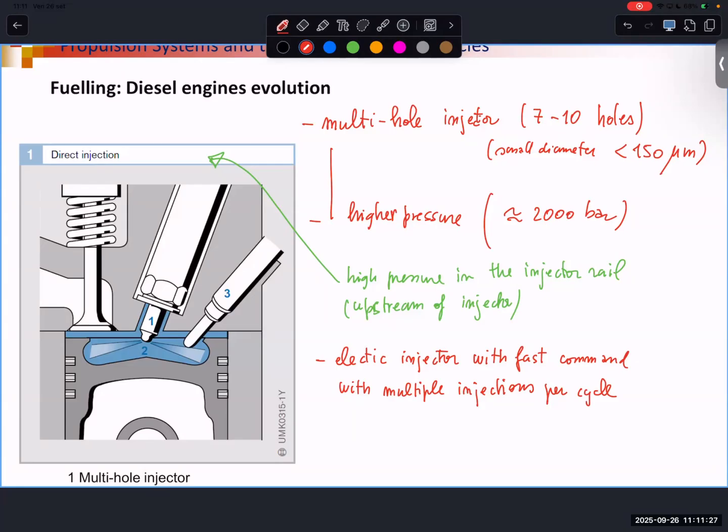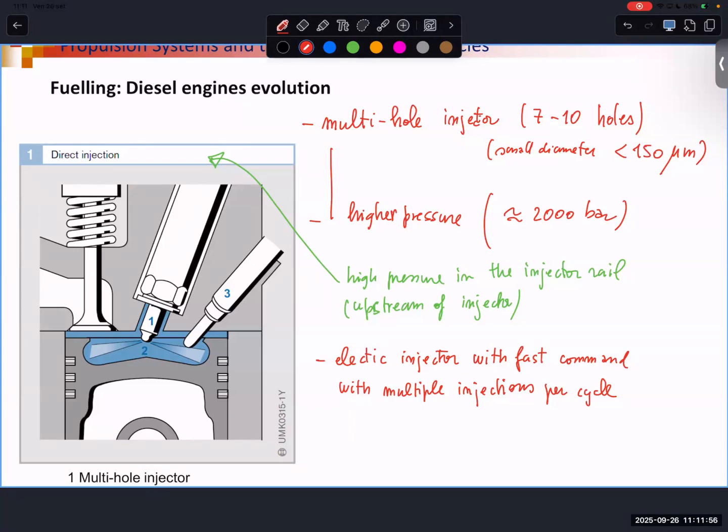This can provide some advantages in terms of combustion. And so we are reducing one of the problems that was typical of all diesel engines, related also to noise. So a better behavior. Anyway, the noise is still higher with respect to spark ignition engines, but much lower with respect to old engines.